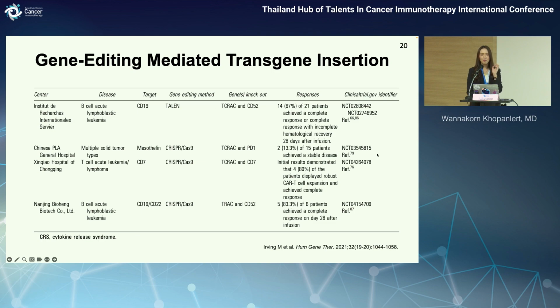Finally, there is gene editing-mediated transgene insertion. Gene editing right now brings the promise of specific and efficient insertion of large transgenes into the target cells. And there are trials using TALEN or CRISPR-Cas9 in order to insert the transgenes into the CAR T cells. The details of gene editing will be explained in the next session by Dr. Chanan.